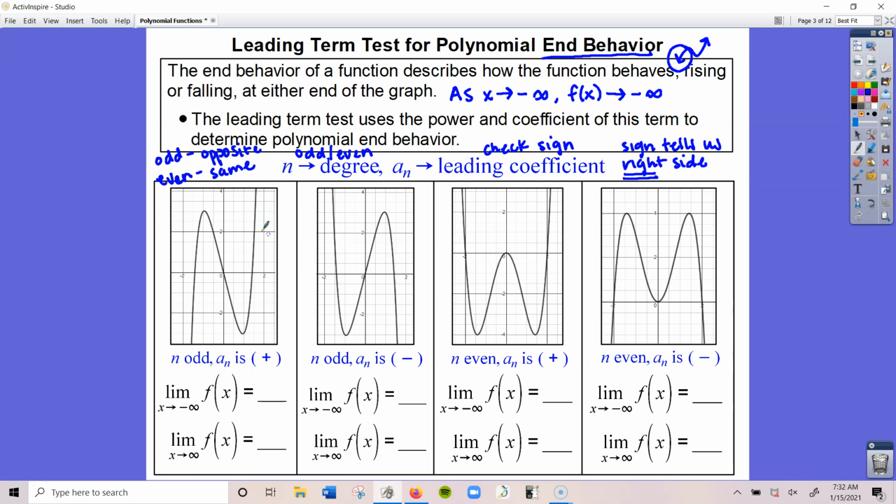So let's actually put this into practice. Here we have all the possible scenarios for our end behavior. If n is odd, meaning if you have an odd degree, so let's just say x to the third, the degree is odd. And the leading coefficient is positive, which here it's a positive 1. So because the coefficient is positive, that means that the right side is going to go up. And since the degree is odd, that means that the left side has to go in the opposite direction, meaning it's going down. And you can see that on the graph here.